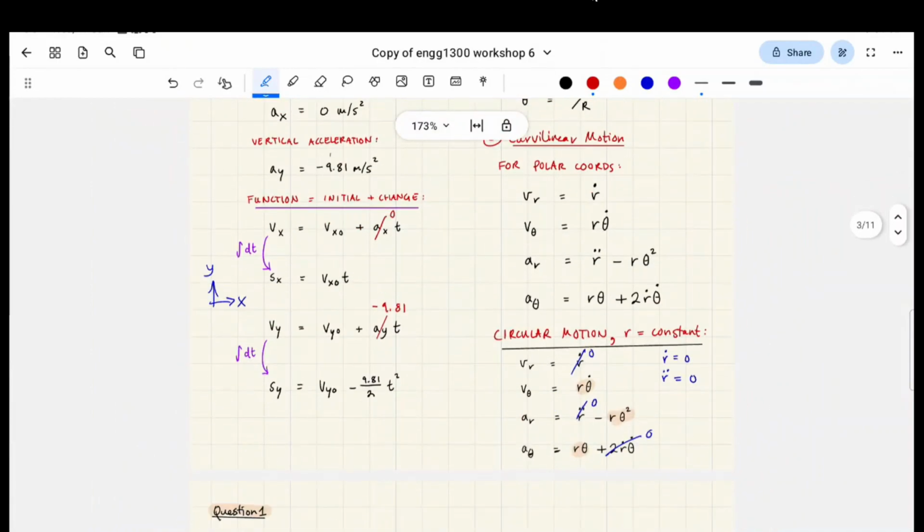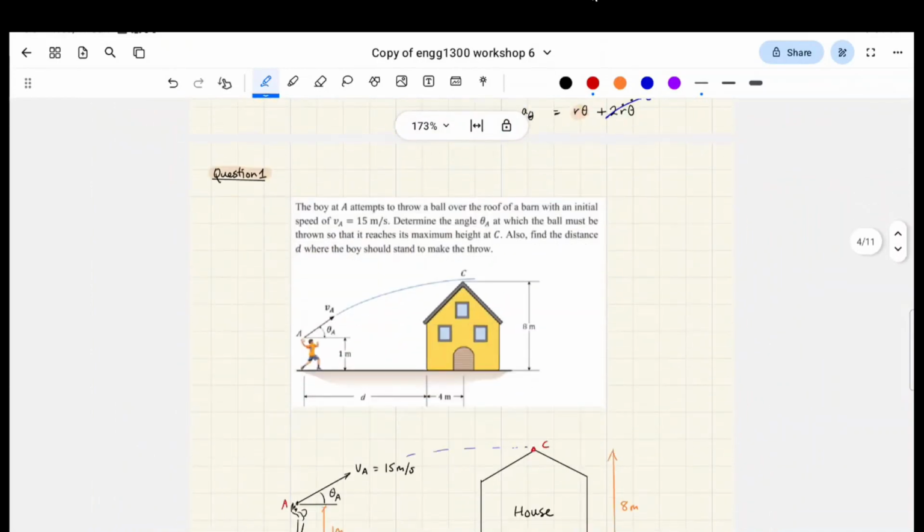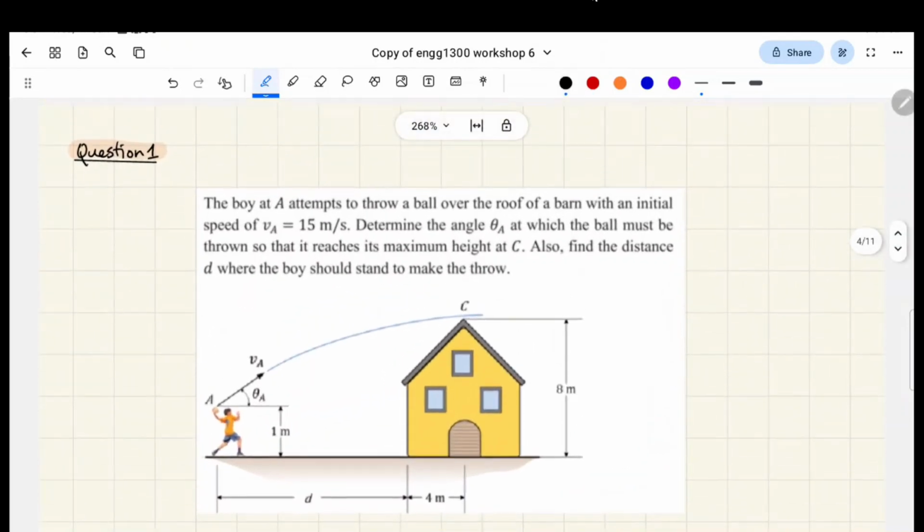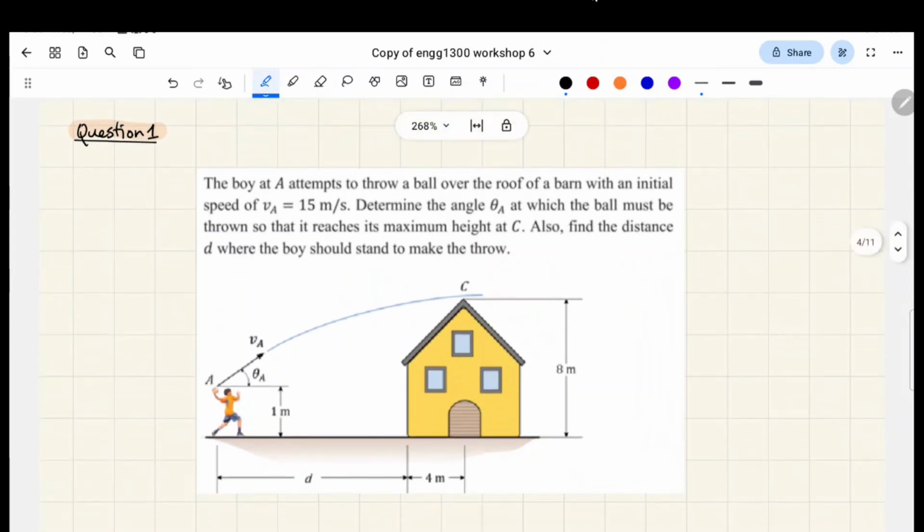Cool. All right, so what we'll do is we'll do question 1, and then I'll give you a break. And we'll continue and do 2, 3, 4. So the first question is a projectile motion question. A boy throws this ball, and it hits the top of the roof at point C. He's standing a distance d away from the house, and the house is 8 meters long, so the roof peak is right in the middle.